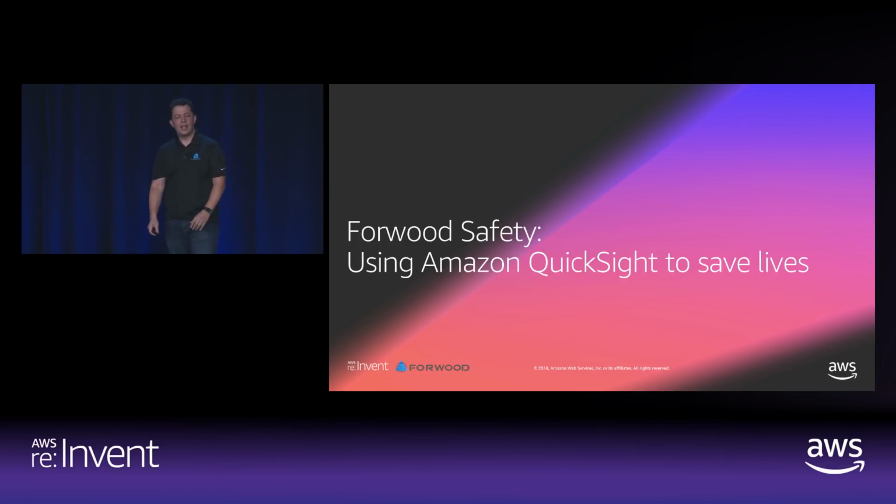As Joe said, my name is Thorsten Scholz, and I'm the Chief Technology Officer at Forwood. Now, some of you might have guessed my accent. So if you've tried for German, you are correct. If you've tried for Australian, you're correct too.